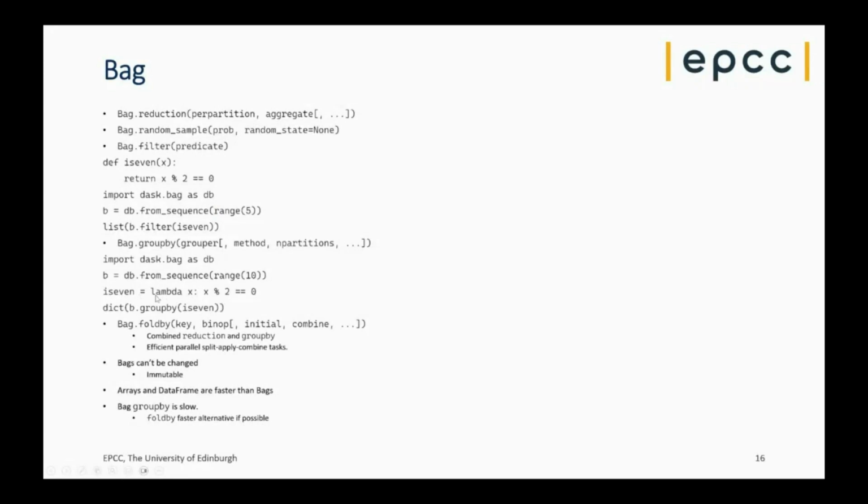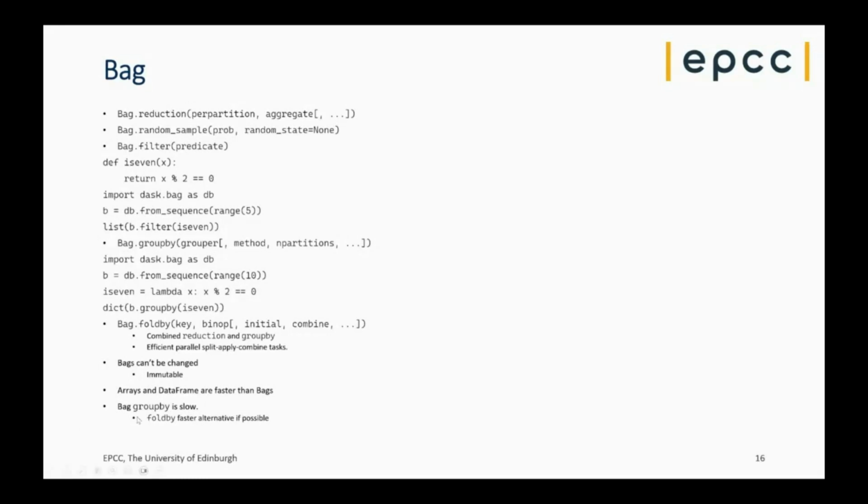So you don't have to define a function. You can use a lambda, so an in-place function, and do exactly the same kind of thing there. But just remember that bags are immutable, so we can't change them. And in general, arrays and data frames are faster than bags because they build on optimized functionality under the hood, whereas bags are designed to support generic functionality for any possible combination of things. So they're less efficient.